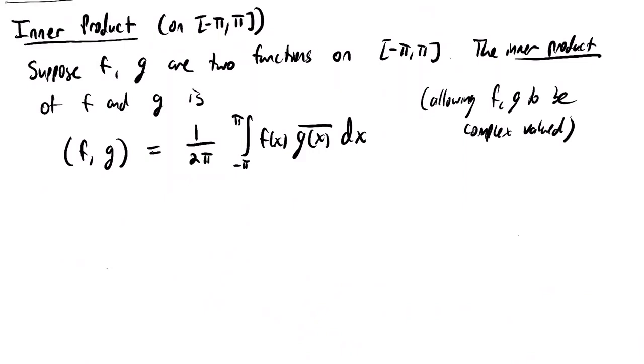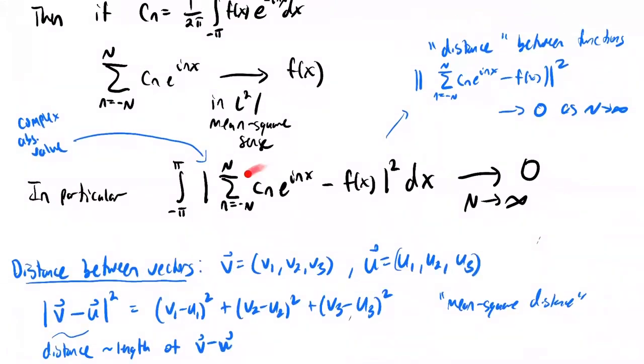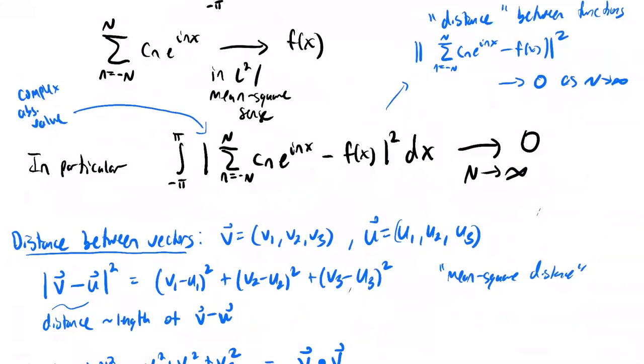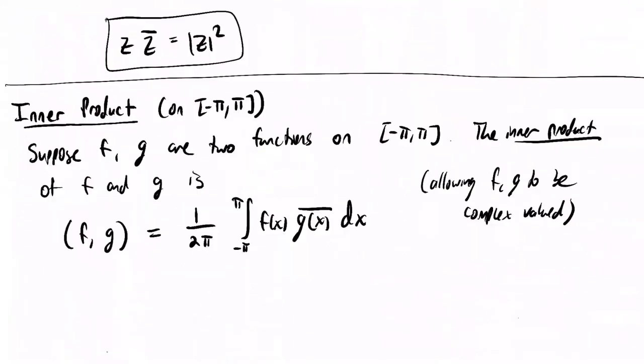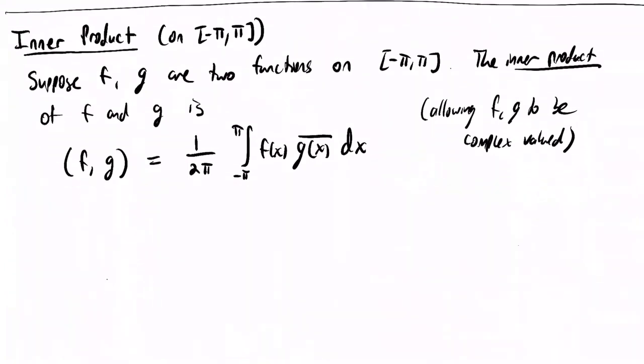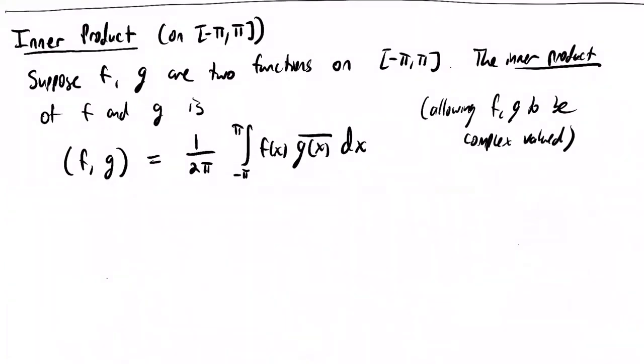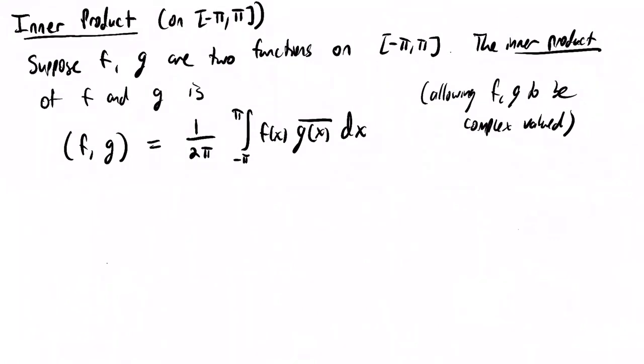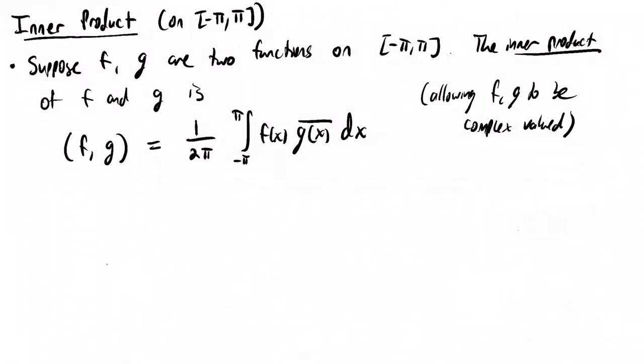Right, so why are we allowing our functions to take complex values? Well, we're working with Fourier series here, and in particular, our Fourier series could potentially be complex valued, right? These could be complex numbers. It doesn't matter that x is a real number. e to the inx times the Fourier coefficient could be complex. And so, well, it turns out we're going to analyze this difference squared in terms of this inner product, and so we need to allow our functions to be complex valued. Right, and so this is the inner product of two functions.